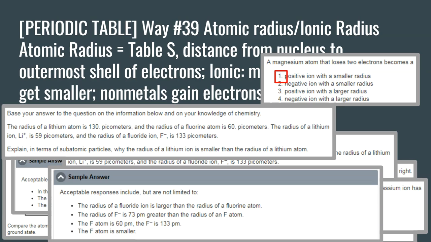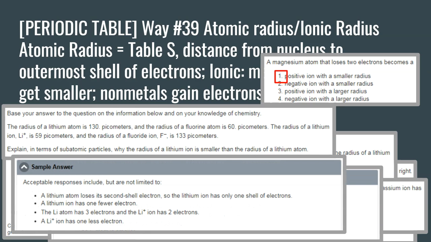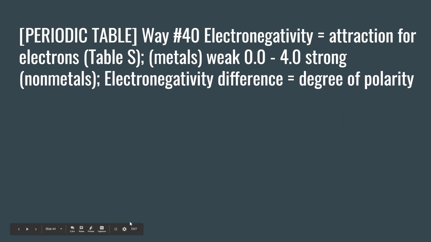Remember, the subatomic particles that contribute to atomic size have to do with protons and electrons. You could simply state that a lithium atom is losing its second shell electron. So the lithium ion is going to be smaller because it only occupies 1 shell of electrons. You could have also said that the lithium ion has 1 fewer electron, therefore it's going to be smaller. The lithium atom has 3 electrons versus the lithium ion only has 2, so this has 2 energy levels as opposed to 1. Or the lithium ion has 1 less electron. Note that you had to mention the subatomic particle electron in order to get full credit.